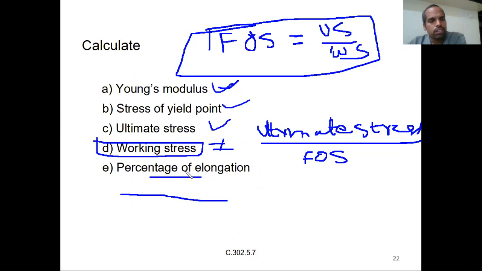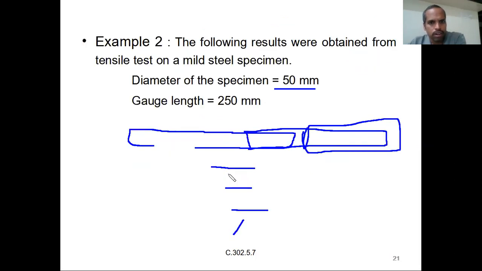And percentage of elongation. Next, percentage of reduction you have to calculate. Percentage of elongation means how much elongation takes place compared to its initial dimension. For that we need to know the final dimension, the final change in length. It may be given in the problem. I think the final change in length is given.